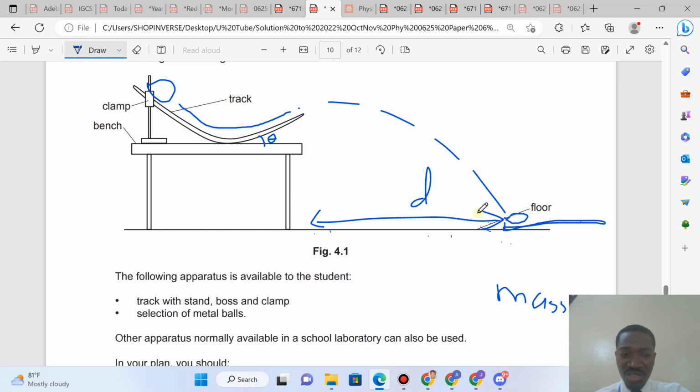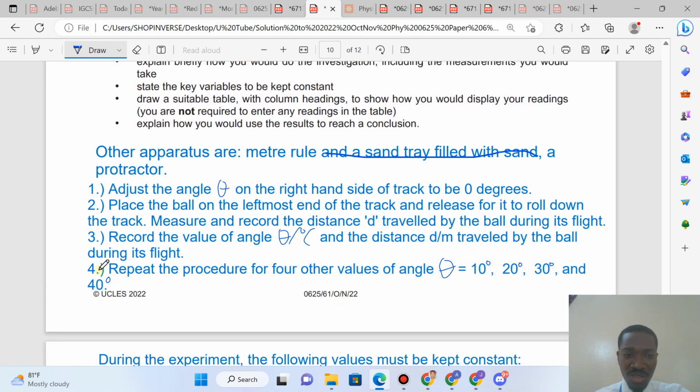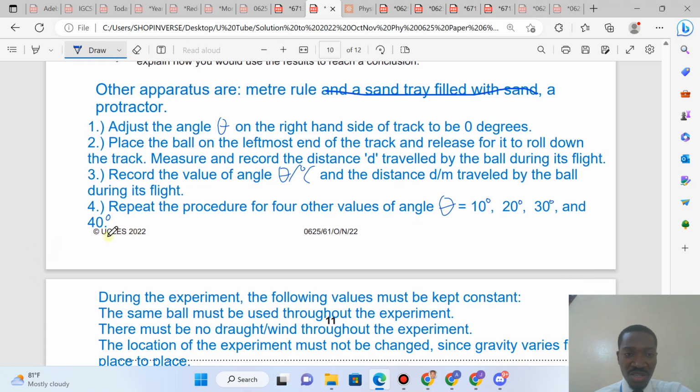When it lands, measure the distance. So that is it, and that is what I wrote here. Place the ball on the leftmost end of the track and release it to roll down the track. Measure and record the distance d traveled by the ball during its flight. So after measuring the distance, what's next?